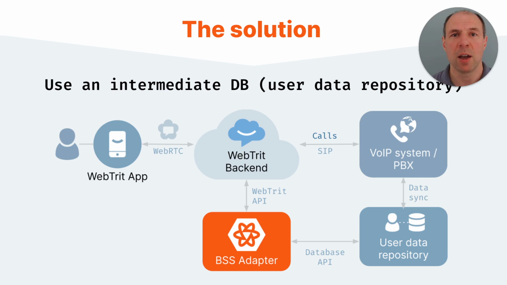The idea is we have to create an additional component, an intermediate database, which will serve as user data repository. And the database is going to be available to WebTrit BSS Adapter. It can access it through native database API, which could be a database driver for SQL databases, for NoSQL, or can be something else.